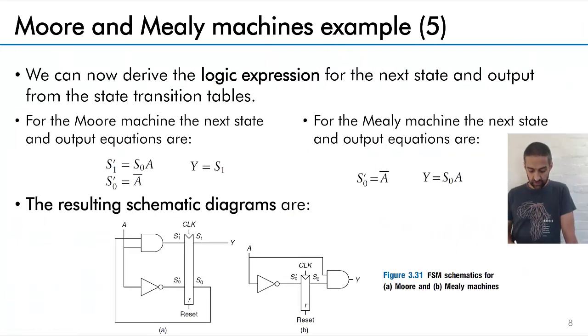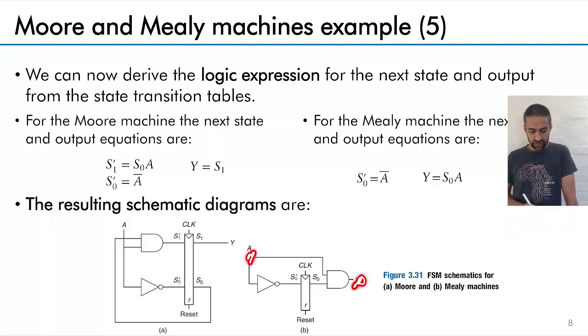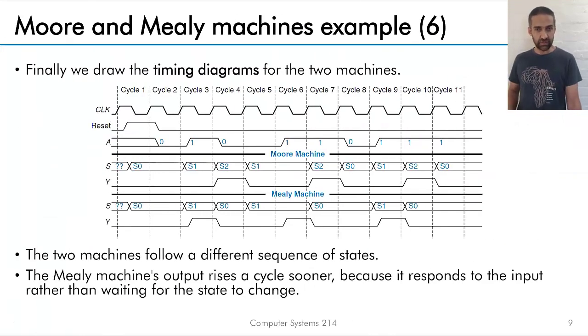If I were to draw that out, that's just not A driving the state machine's next state, and the output is just equal to the AND of A and this S0, the state bit. So whenever A changes, Y will change immediately, which brings us to the timing diagram.